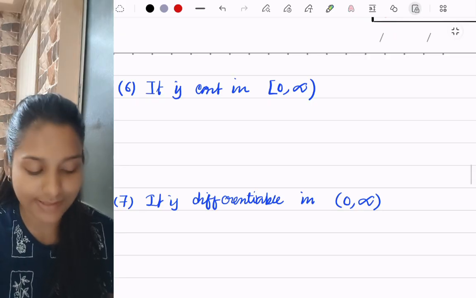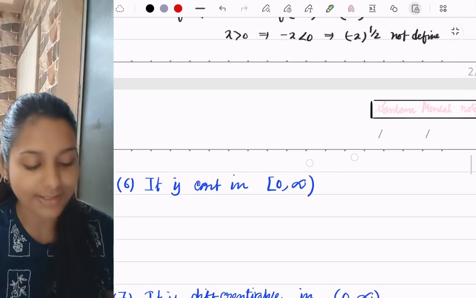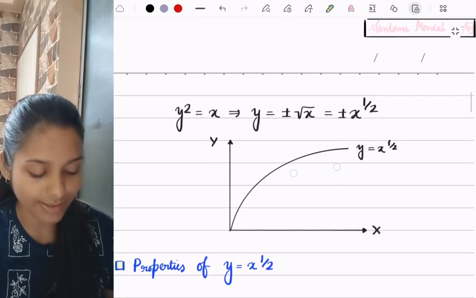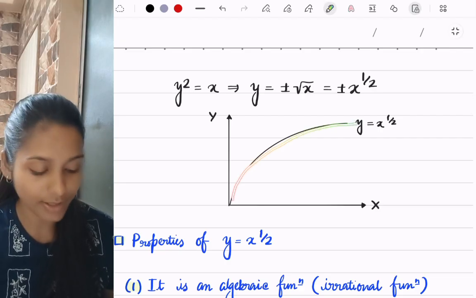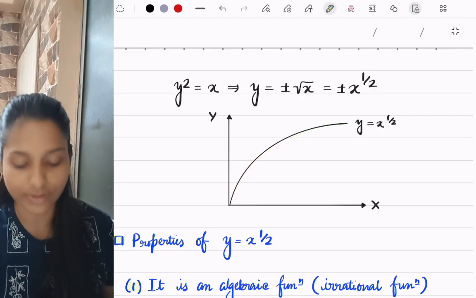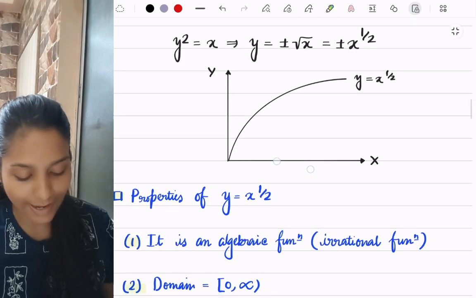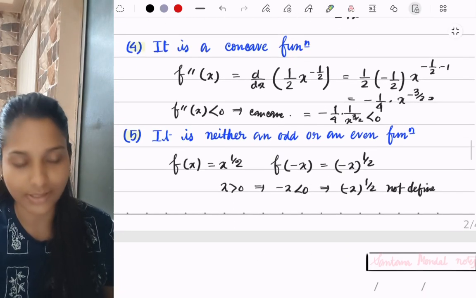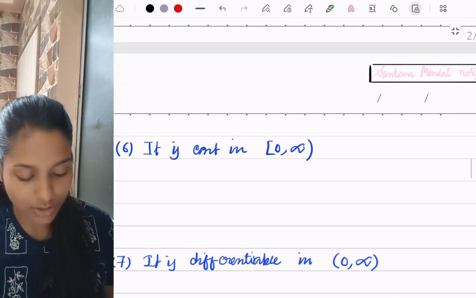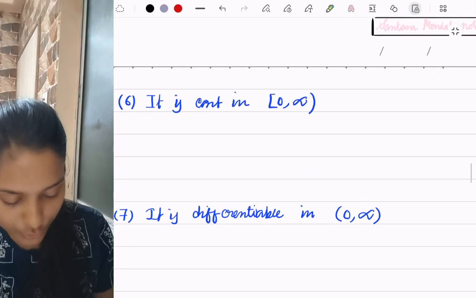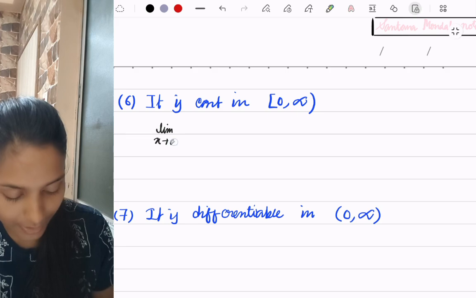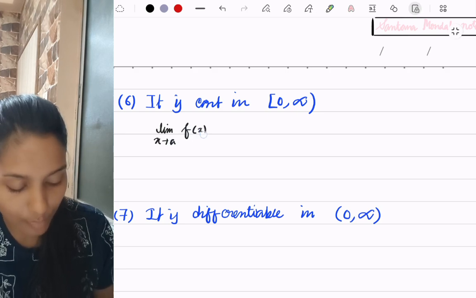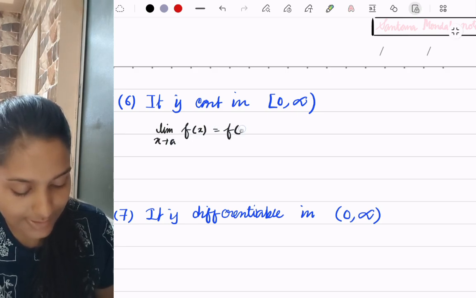It is continuous in 0 to infinity. So obviously this function here is continuous in its domain. Okay, so it can be continuously drawn. So for proving that, we need to find out the limit at an arbitrary point. So let me do that. So limit x tends to a, f(x) must be equal to f(a).